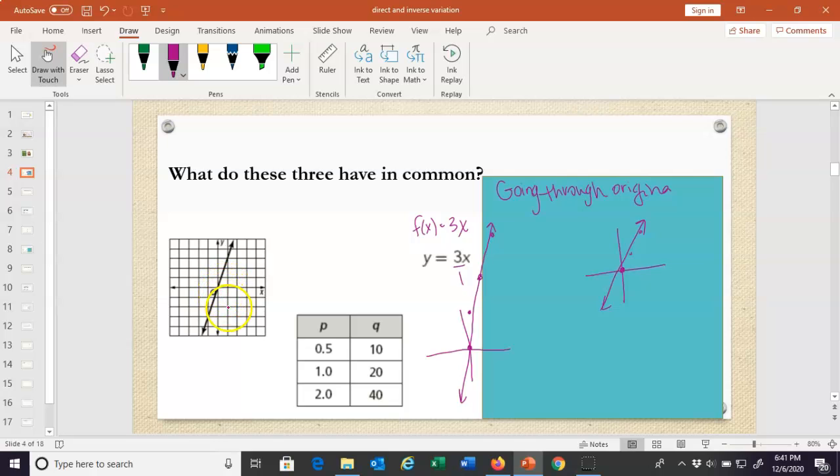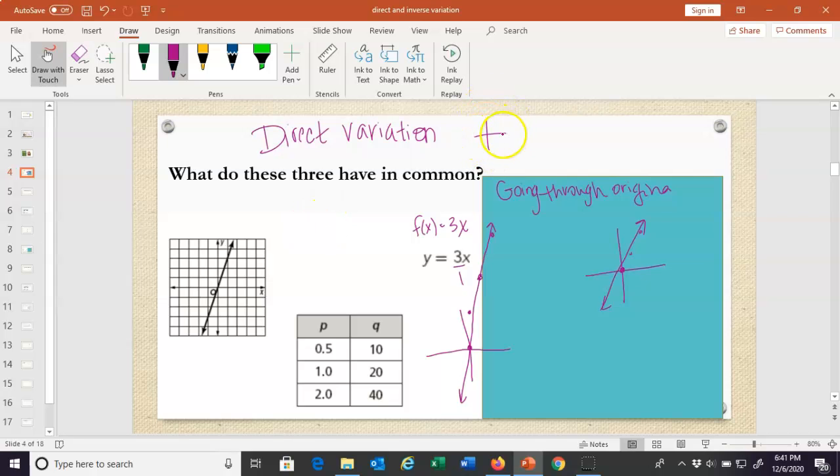So all of these do go through the origin. So these are all very special. These are examples of what we call direct variation. Direct variation: y varies directly with x. So all direct variation graphs are going to go through the origin.